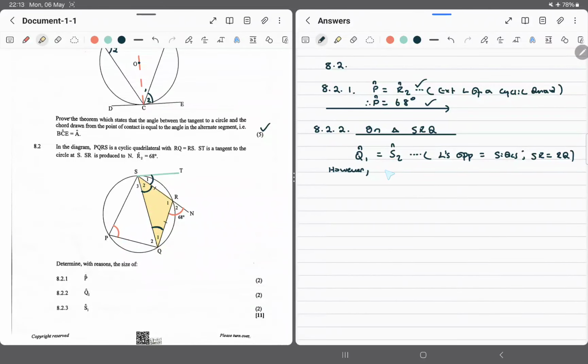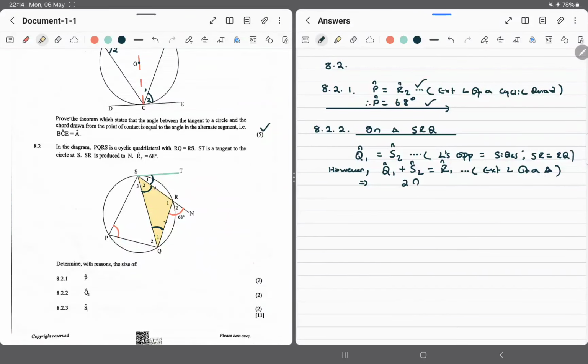we are aware that angle R1, or maybe let's put this one side by side. We are aware that angle Q1 plus angle S2 should give us angle R1. What is the reason? This is an exterior angle of a triangle. Again, we are speaking about that triangle, so we don't need to explain further. We can say that implies that now S2 is equal to Q1.